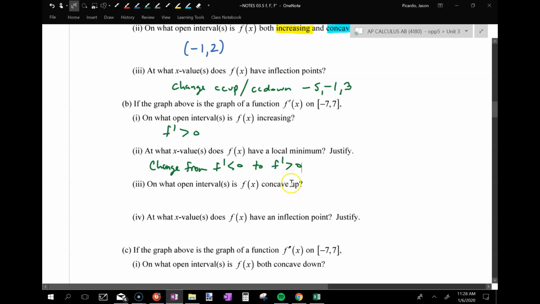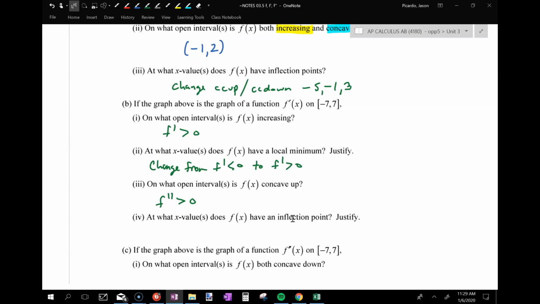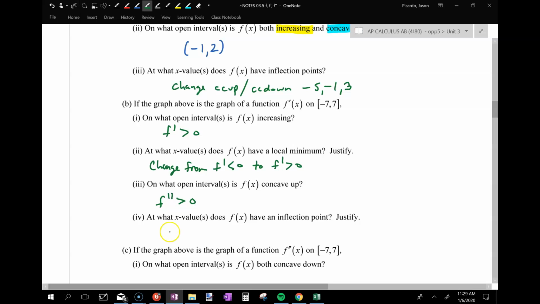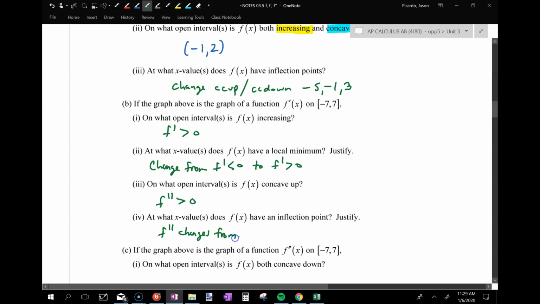When am I concave up? When the second derivative is greater than 0. When do I have an inflection point? When I have a change in concavity. Does it matter which direction? No. Up to down, down to up makes no difference, right? That's the difference between finding maxes and mins and finding inflection points, right? Inflection points, inflection point. Maxes and mins could be either, right? So you gotta really think about it. So anytime that happens, right?